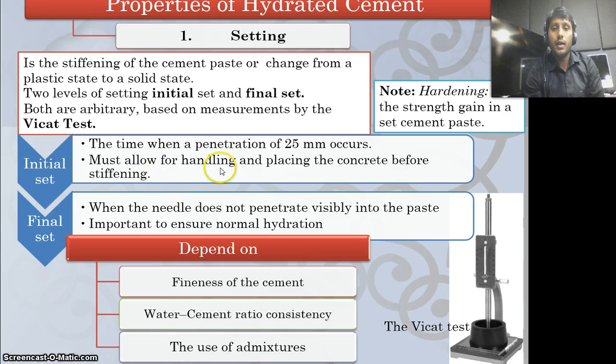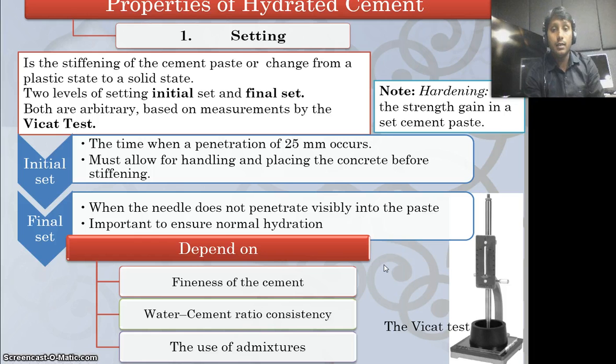You must allow for handling and placing the concrete before stiffening. Coming to final set, it is when the needle does not penetrate visibly into the paste. So there is no visible penetration in the cement paste. Then it can be determined as the final set of cement. It is very important to ensure normal hydration. Here you can see this Vicat test apparatus.